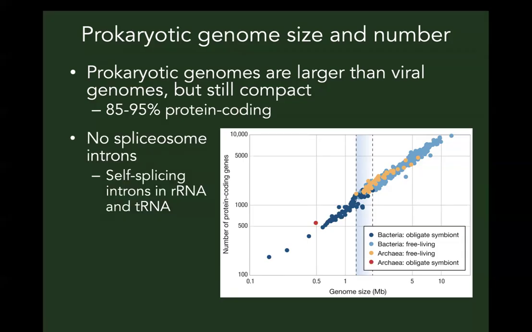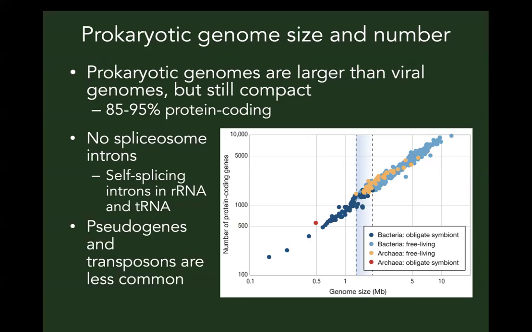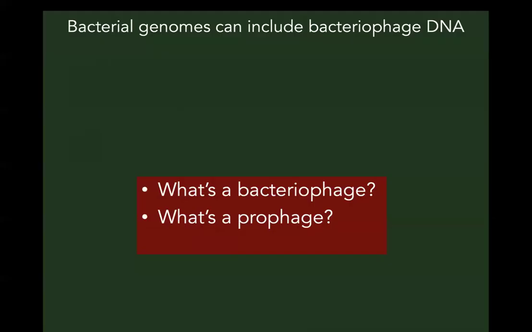Some things they do not have: they don't have spliceosome introns. Remember what's an intron? Yeah, that's the piece of RNA that gets cut out. So instead of having spliceosome introns, they have these self-splicing introns in the ribosomal RNA and the transfer RNA. So they kind of splice a little differently, not the way that we do. And they also have fewer pseudogenes and transposons. All right, so we'll talk more about that in a minute.